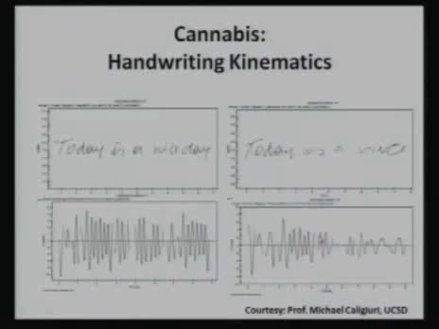This is an example. I stole one of Mike's slides from a presentation he gave back in February. Cannabis. It's someone writing, "Today is a nice day," on the top left, normal handwriting. This is the velocity versus time, I think. And then on the right is the person under the influence. And you can see a bit of a difference there. Look at the end there.